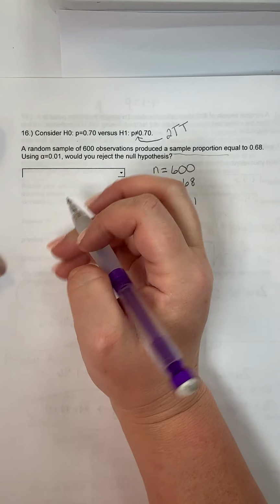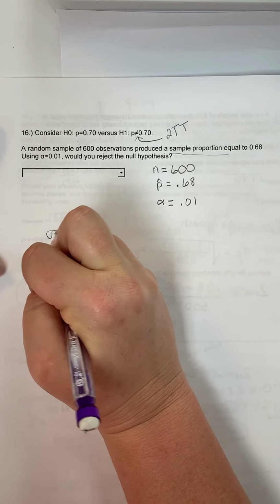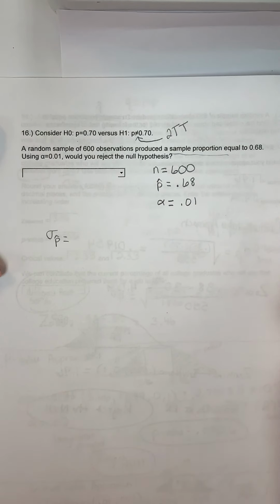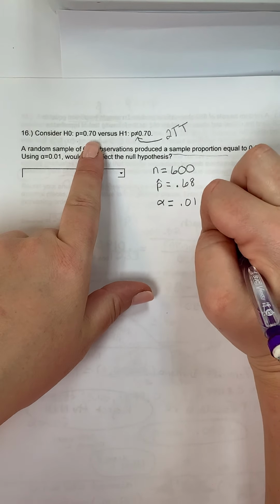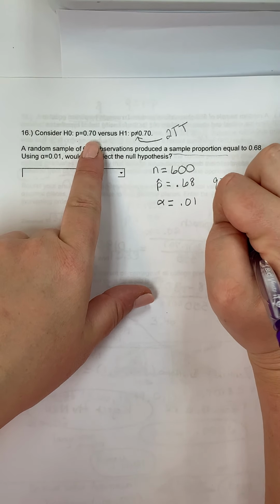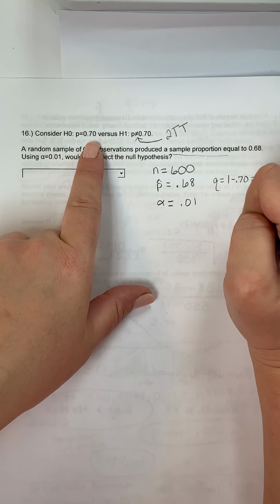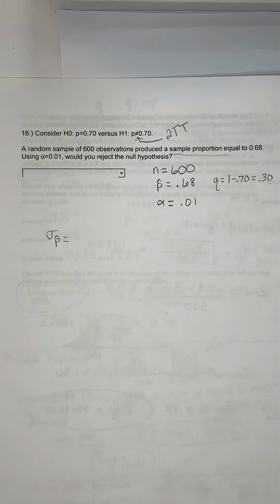All right, well, no matter what you do, you're still going to have to find sigma p hat. And you also are going to have to find q, which is 1 minus p. So 0.30. All right.